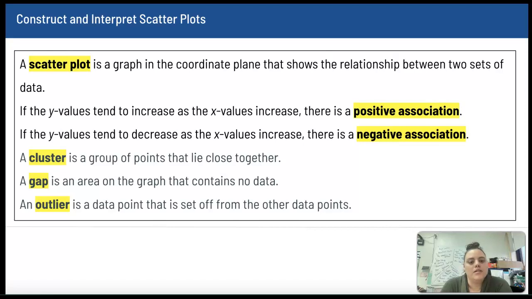We can talk about these points as a cluster, which is a group of points that lie close together. On our graphs, we might see a gap, which is an area of the graph that contains no data. Or we might have an outlier, which is a data point that is set off from the other data points. So if we have a cluster over here, and then we have an outlier up over here, that's what it's talking about. It's away from any other parts.